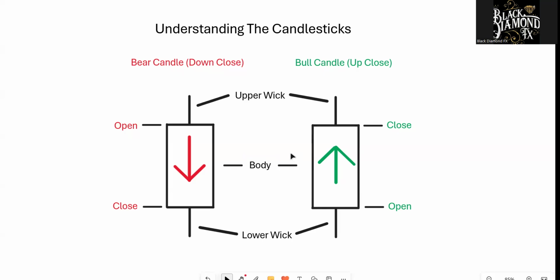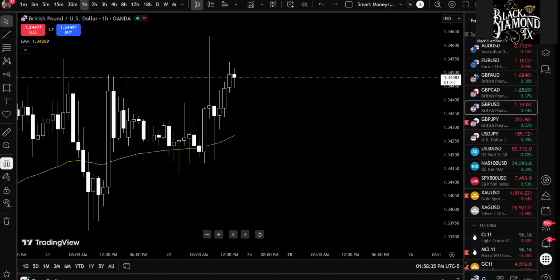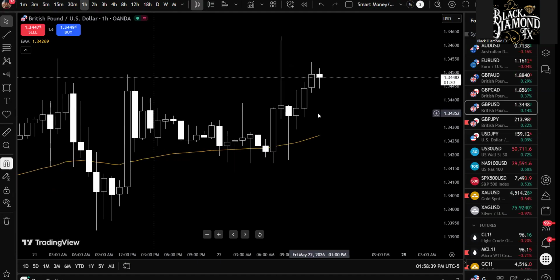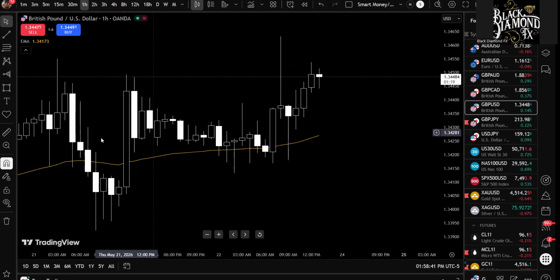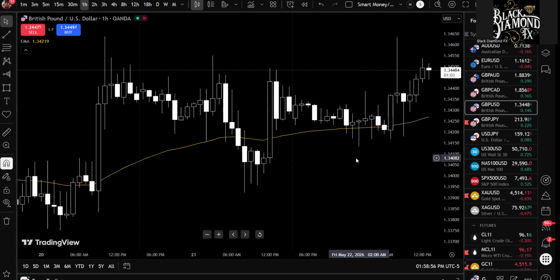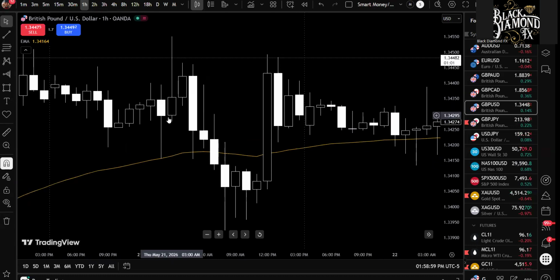All right. So what we're going to do now, we're going to go to my chart. Now, my chart is going to look a little bit different because I like my stuff black and white. So instead of being red, my down close bear candles are white. Instead of being green, my bullish or up close candles are black. All right. I understand that. Let's take a look. Now, so you see these candles. Remember, my black candles are my up close or bull candles.